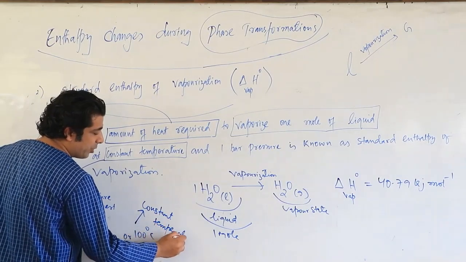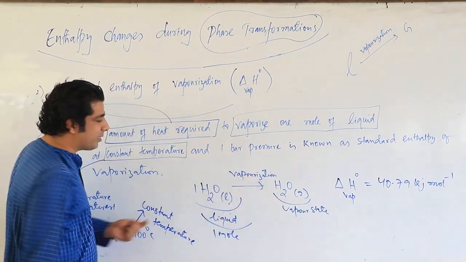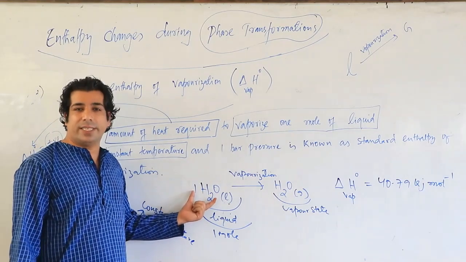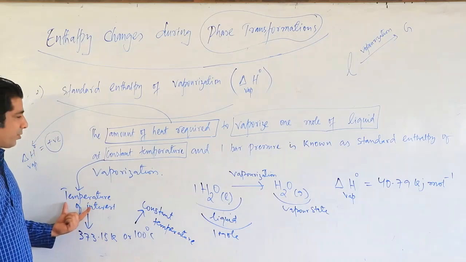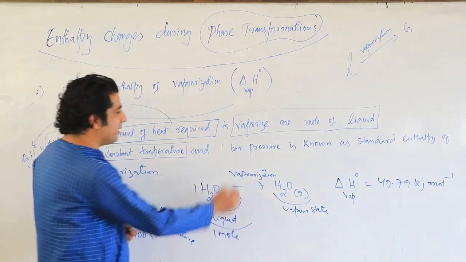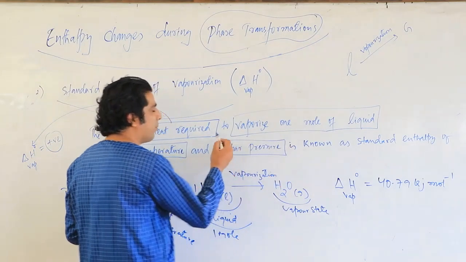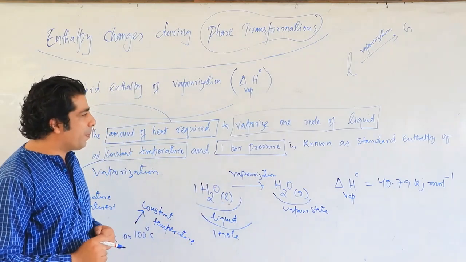So for this particular process of vaporization, the temperature requirement is 100 degrees Celsius. So that is our constant temperature. It's also called the temperature of interest. And now this is the standard pressure here, that is 1 bar pressure. Okay, no need to change that.